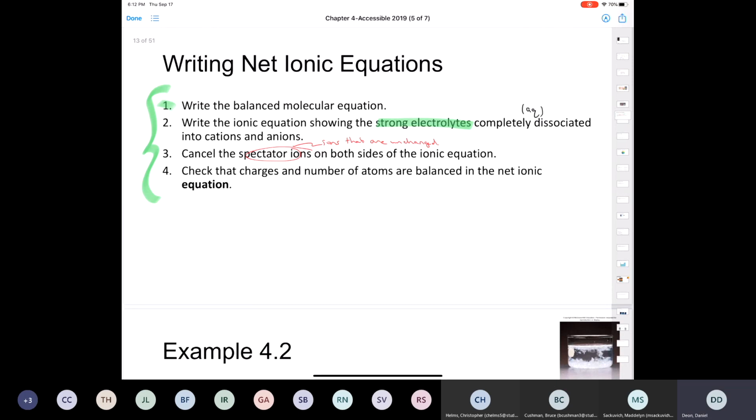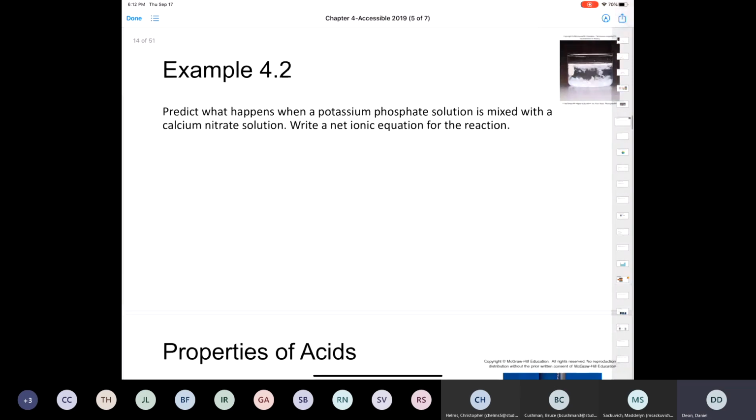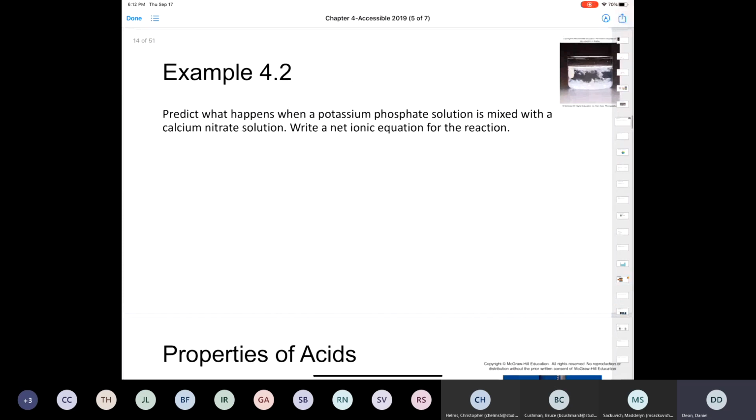Well, with that in mind, let's give the old college try here. This is a question where we're not only going to write out a molecular net ionic equation, but we're also going to use the solubility table. Okay, so let's see what's going on here. It says, predict what happens when a potassium phosphate solution is mixed with a calcium nitrate solution. Write a net ionic equation for the reaction.